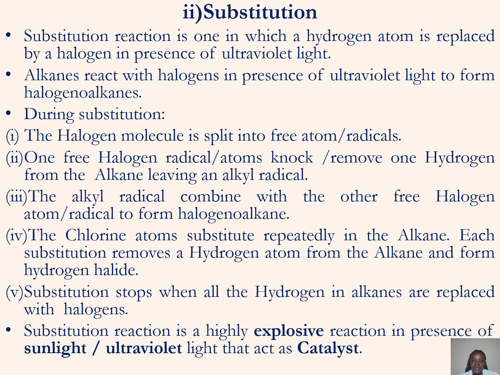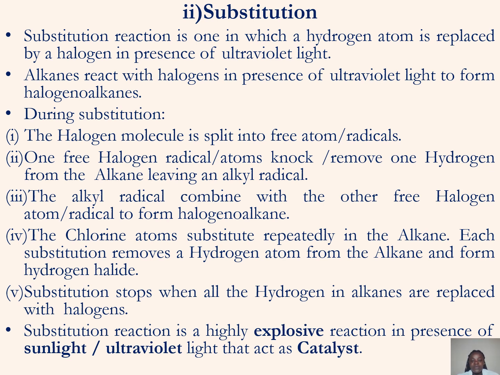Substitution reaction is a reaction where we remove a hydrogen atom and then replace it with another, we give it another branch. So it can be a halogen. So substitution is when we remove a hydrogen and replace it with a what? A halogen. And this must be in presence of a UV light. UV light is ultraviolet light.